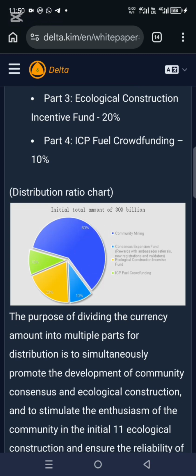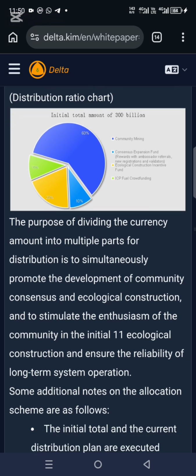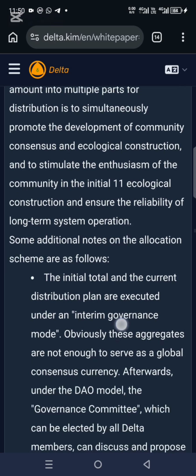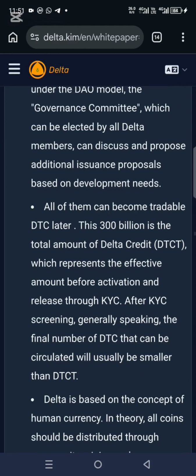We have to take this into mind as miners. We have to know exactly what we are doing, what we are mining, and how much is the distribution. So we have to go through this white paper, what they are telling us here. We can go through it.